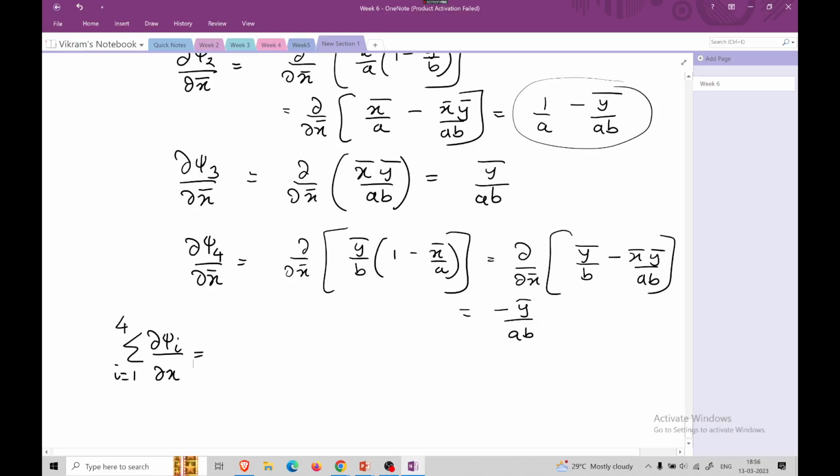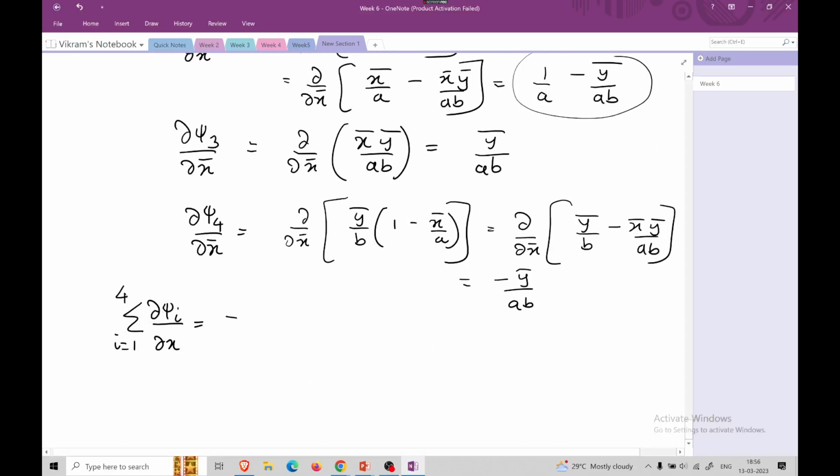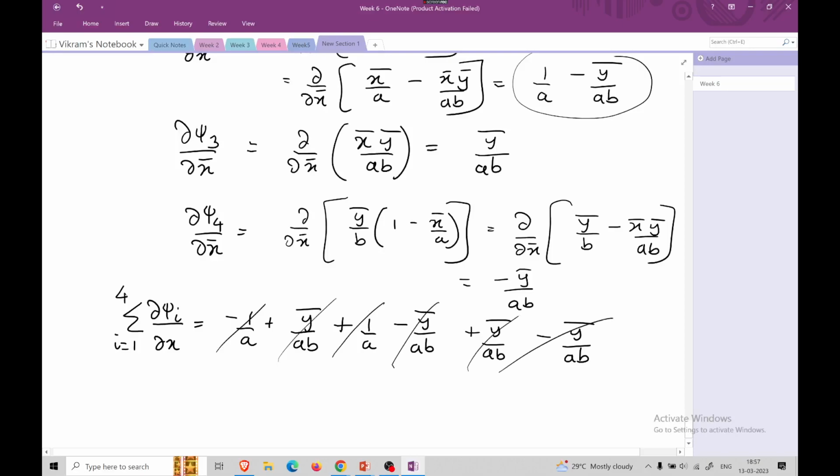So I am going to add everything. The first one was minus 1 by a, y bar by ab. The second one is plus 1 by a minus y bar by ab. Third one is plus y bar by ab. Fourth one is minus y bar by ab. So what is the sum? This term cancels out. This also cancels out. This also cancels out. So my answer is 0.